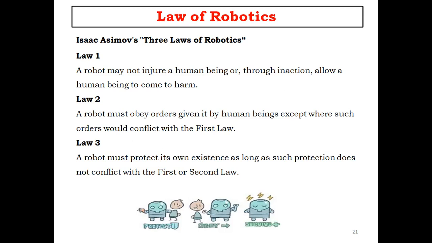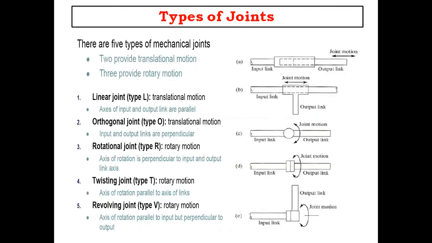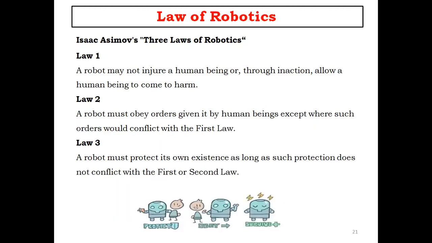What does it say? When you are designing any robot, it may not injure a human being or, through inaction, allow a human being to come to harm. That is the first thing. The robot may not injure a human being or, through inaction, allow a human being to come to harm.